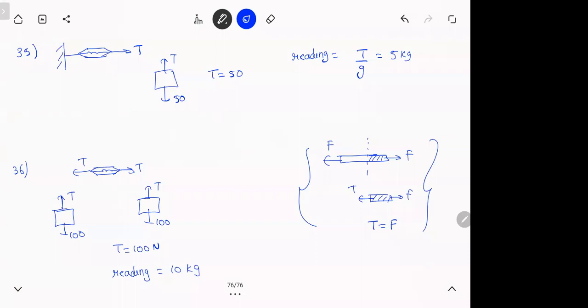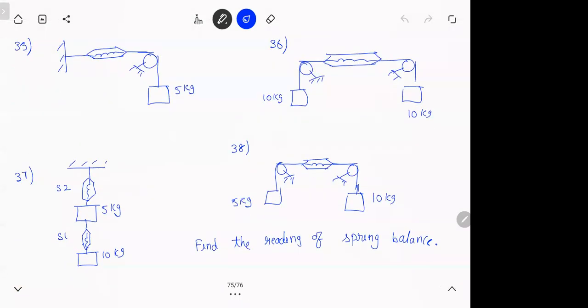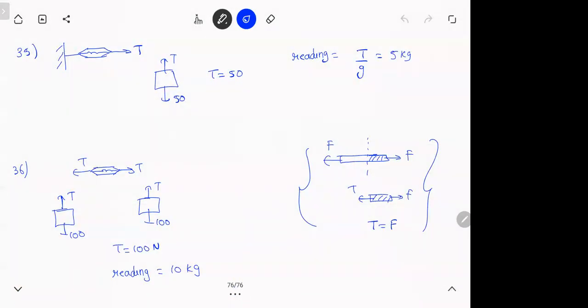Next one. So 37, if you see, that is also easy only. Turn the page. So if this is spring S1 and spring S2, if I take the 10 kg guy, the spring force T1 will be nothing but K1x1. That is the spring force. So this will be 100 Newton.